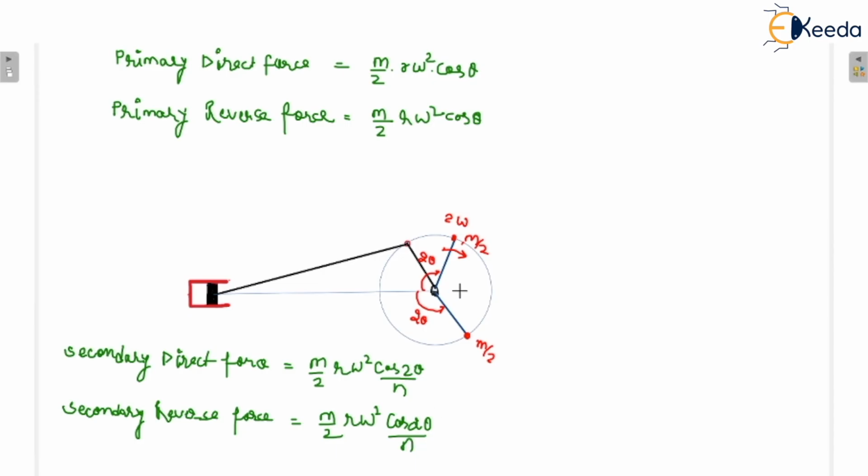If I ask you the radius of the secondary crank, it would be r by 4n. We all know that r by 4n. Why have we not written here r by 4n? Because I have not considered speed as 2 omega, because we just multiplied r in numerator as well as denominator in order to change the radius and the speed of the crank. I just have written it in the simplest form. So that is the secondary direct force and the reverse force. If you want to calculate the total secondary unbalanced force, you just have to add both of them, you will get the secondary unbalanced force.